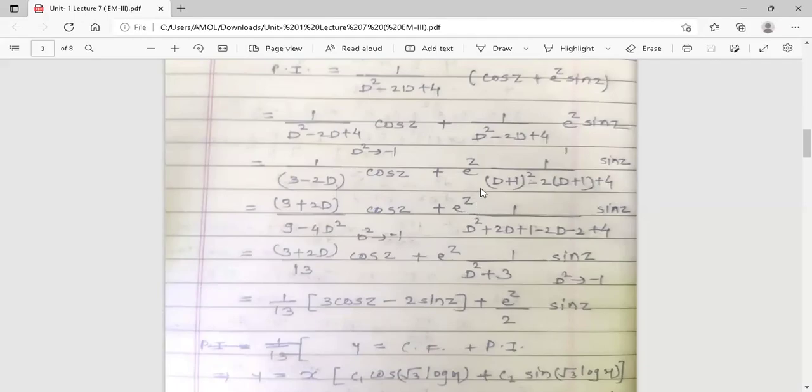raised to z. In the second term, the work of e raised to z is over here. So e raised to z as it is. In the denominator, expand the term D plus 1 whole square. So it is D square plus 2D plus 1 minus, solving this bracket term, minus 2D minus 2 plus 4, into sin z. So the first term is now 3 plus 2D upon 9 minus 4D square into cos z.